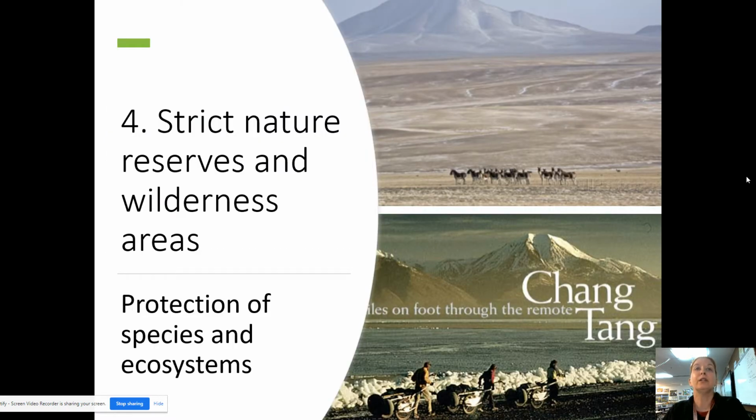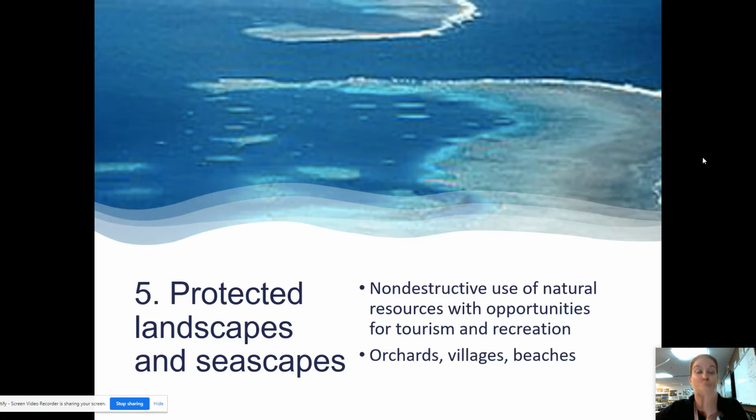Next is strict nature reserves and wilderness areas, and this is protection of the species and ecosystems. You can't do anything here, so the animals can live. We have protected landscapes and seascapes. So this is non-destructive use of natural resources with opportunities for tourism and beaches. So a lot of orchards, tourism and recreation. Orchards, villages, beaches, things that are being used but used properly.